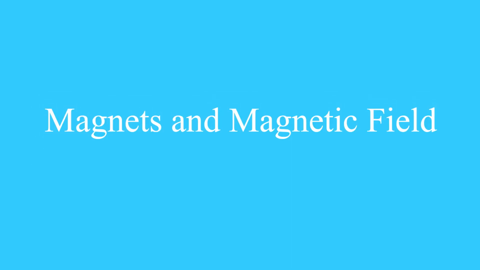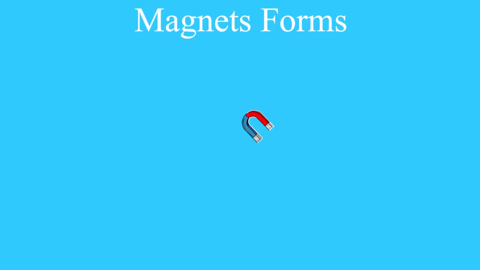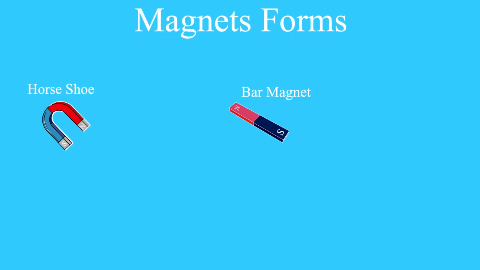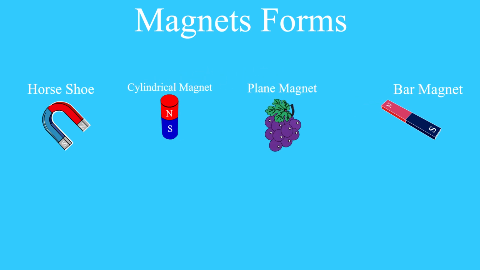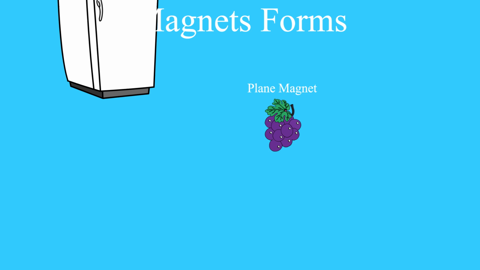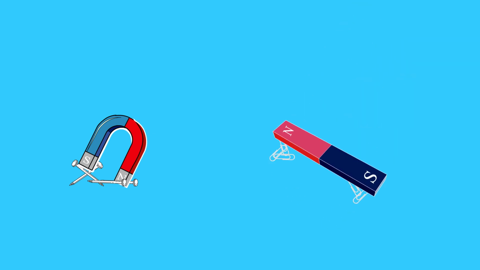Magnets and magnetic field. You must have experienced different forms of magnets, such as horseshoe magnets, bar magnets, cylindrical magnets, and plane magnets, which are usually used to stick things on the refrigerator. All types of magnets attract all objects that contain iron, such as paper clips and nails. Things are strongly attracted to the ends of the magnet, and these ends are called the poles.